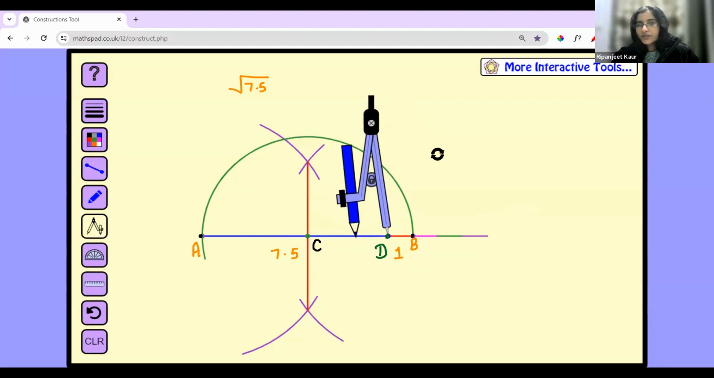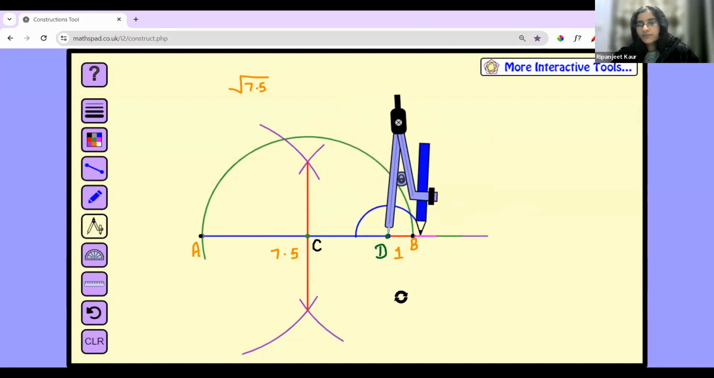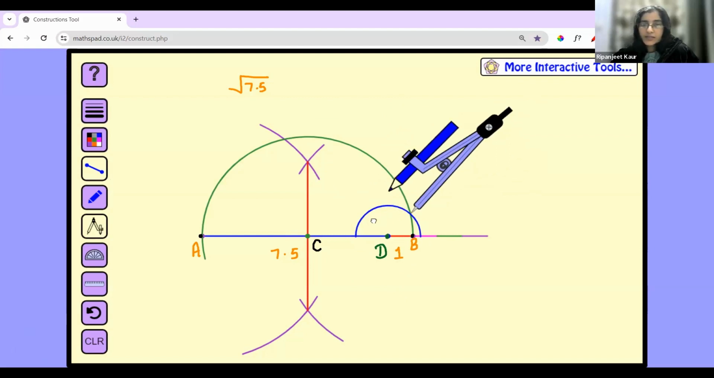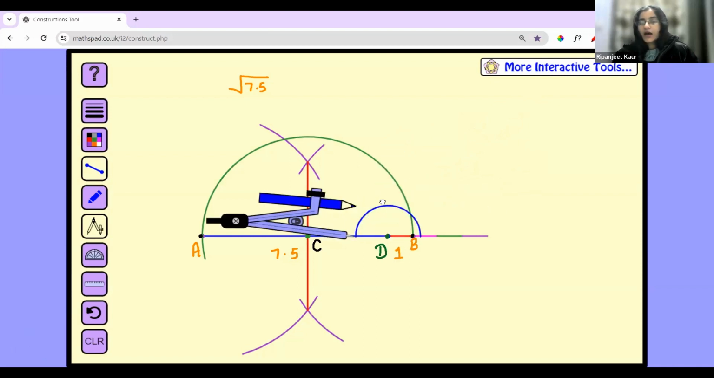Now make a semicircle over here. Now we have made the semicircle. Now take this compass pin to one point. Adjust this pencil to make an arc on the semicircle.